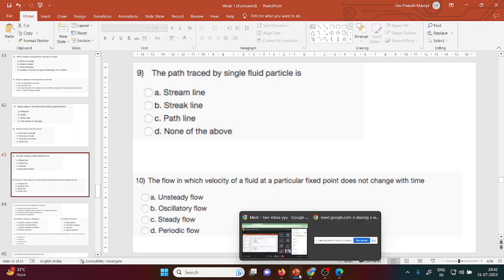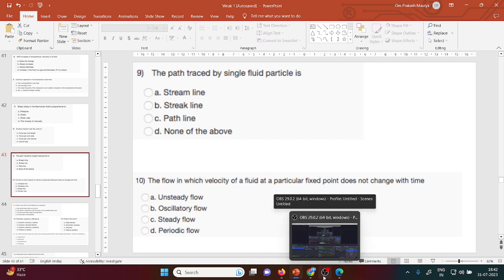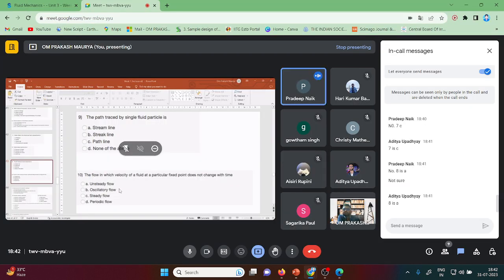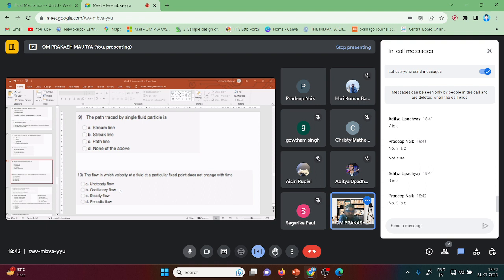Question number 9 and 10. The path traced by a single fluid particle is: streamline, streak line, path line, or none of the above. And question number 10 is about the flow in which the velocity of a fluid at a particular fixed point does not change with time, what is known as: unsteady flow, oscillatory flow, steady flow, or periodic flow.